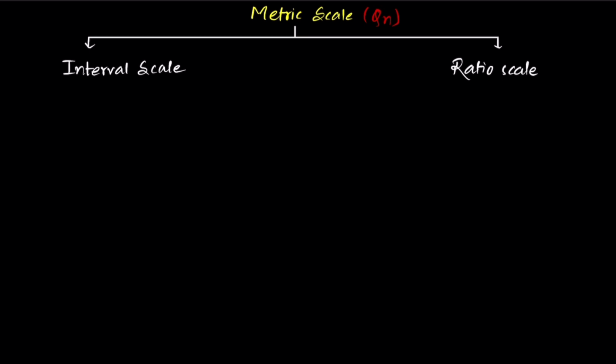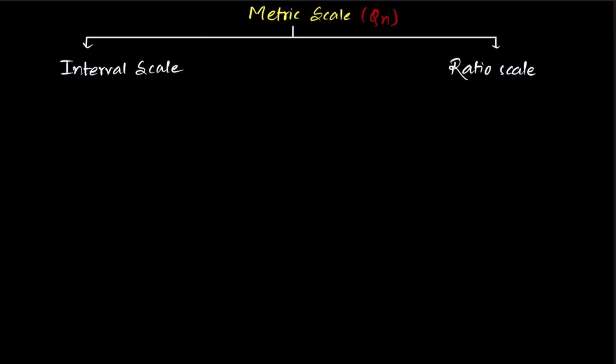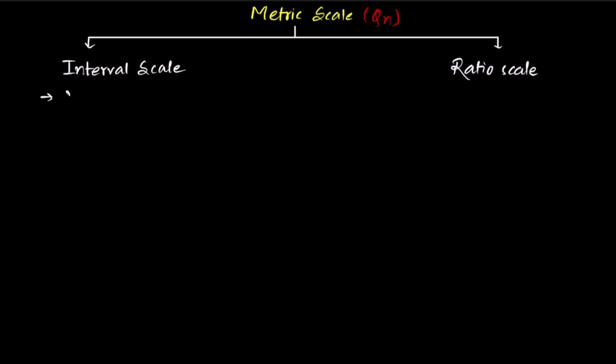But the difference is that the quantitative data present in interval scale does not show any ratio. So there is no ratio possible. However, the quantitative data in ratio scale shows ratio. So ratios are possible. Ratios are possible. Let me give you an example.